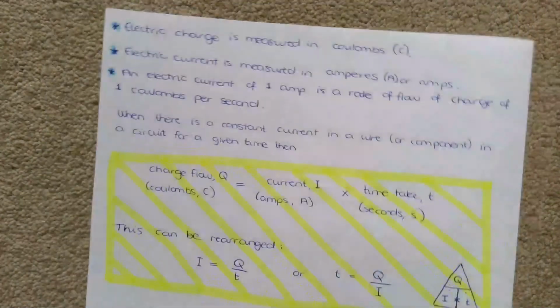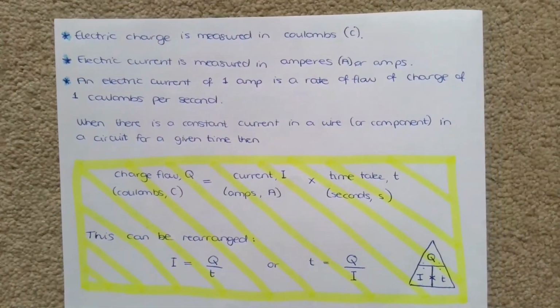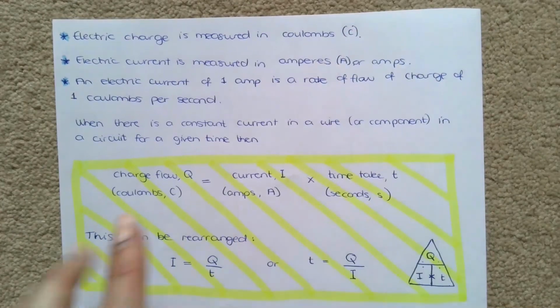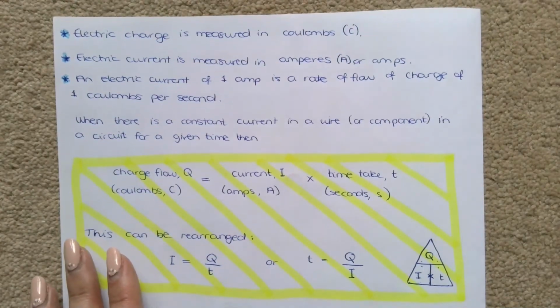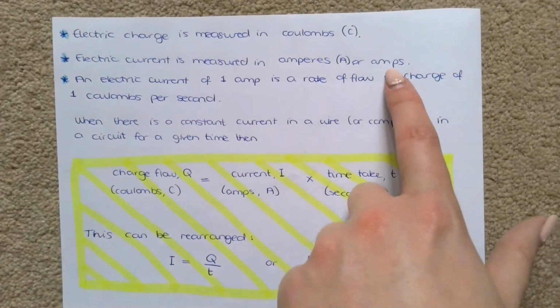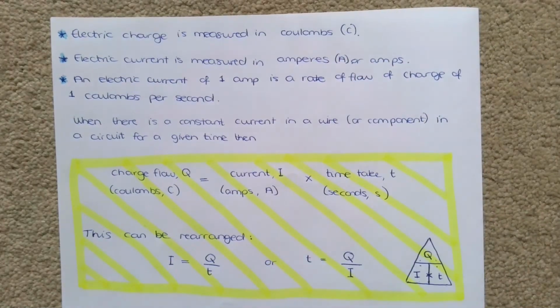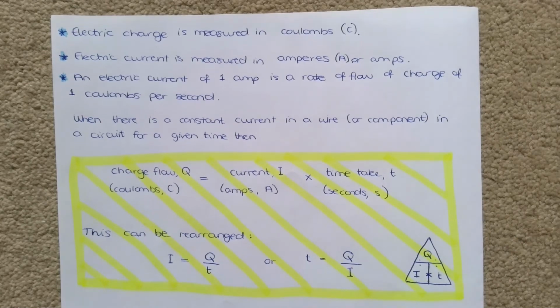And then final bit, just to remind you what some of these mean. So electric charge is measured in coulombs, and this, the capital C, is the symbol that represents it. Electric current is measured in amperes, or we more commonly use the word amps, and that is represented by capital A. An electric current of 1 amp is the rate of flow of charge of 1 coulomb per second.